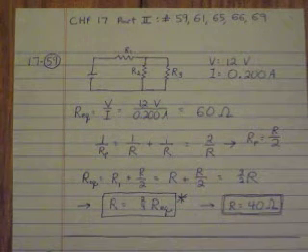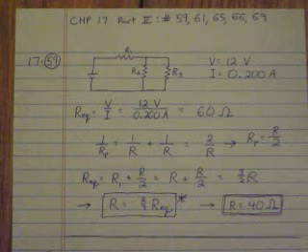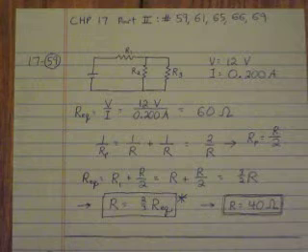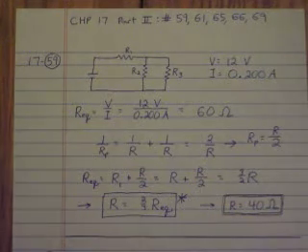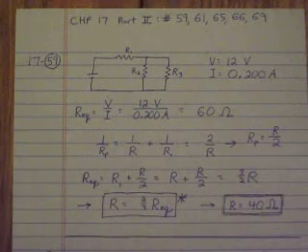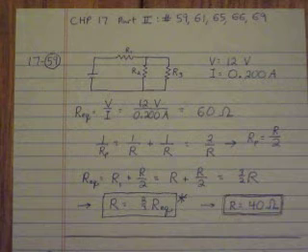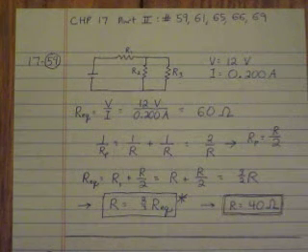This is Physics 102B, Chapter 17, Part 2, starting with number 59. So we have an electromotive force of 12 volts and a current of 200 milliamperes. And the question is asking, assuming all the resistors are identical, what is each of the resistances?